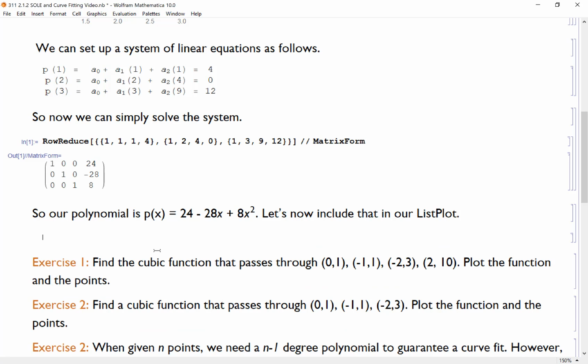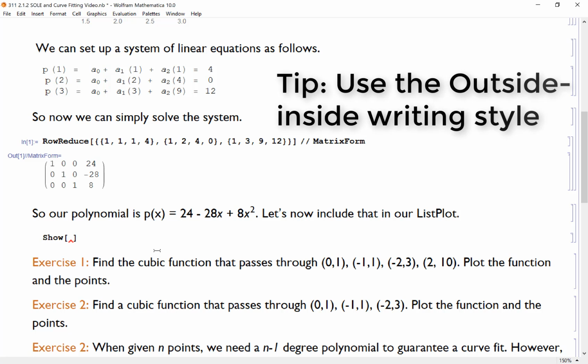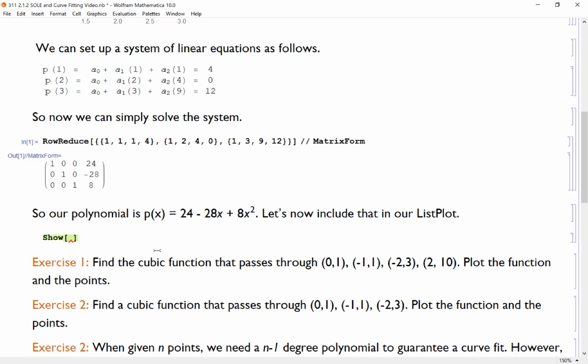Now to display 2 different kinds of plots together, I need to use the Show function, and I always recommend using the outside-inside writing style. So I'm going to open up the brackets and close them immediately for the Show function. That way at the end I don't get confused on where all those brackets and parentheses are going. And I'm going to plot with the Plot function this polynomial we just came up with. And I want to make sure that I include the range of x values. So we were going from 1 to 3, so 0 to 4 should be sufficient.